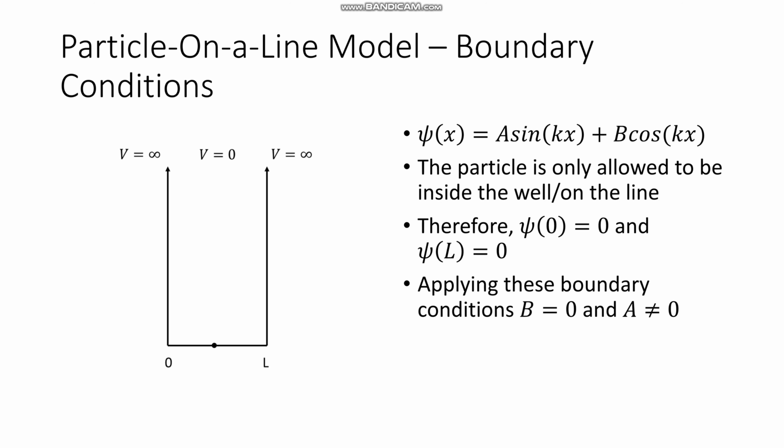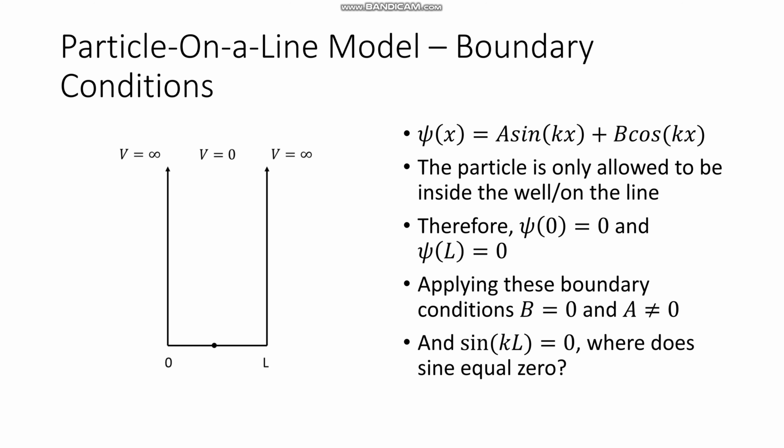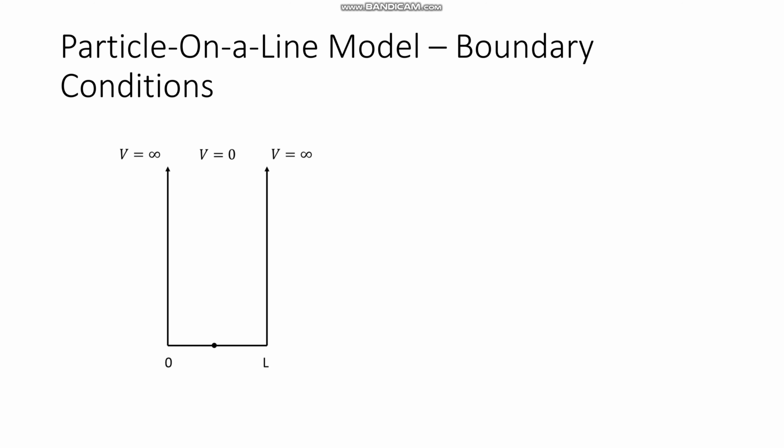So sine of kL must be 0. And a cannot be 0, or our wave function would be 0, which isn't possible. So if we look at sine of kL, where does that equal 0? Where does sine equal 0?